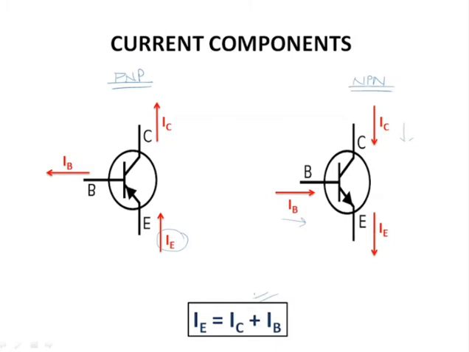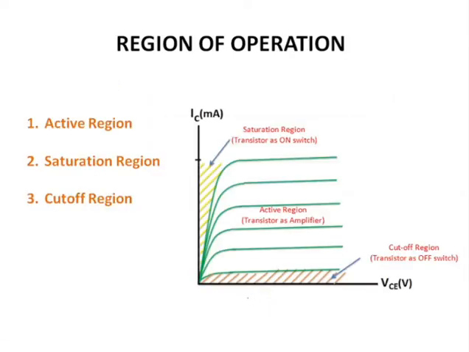So this holds true for both PNP and NPN type of transistor. This flow of current, direction of current, you will get to know more clearly in the working of BJT, but for now this condition holds true for both types of transistor.